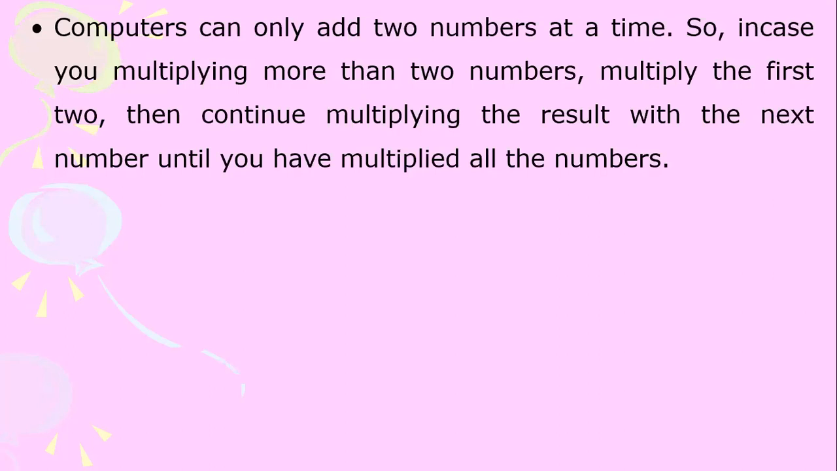Computers can only add two numbers at a time. So, in the case you are multiplying more than two numbers, multiply the first two, then continue multiplying the result with the next number until you have multiplied all the numbers.